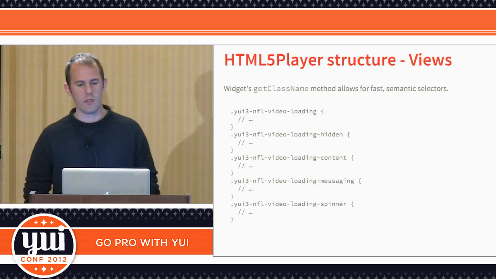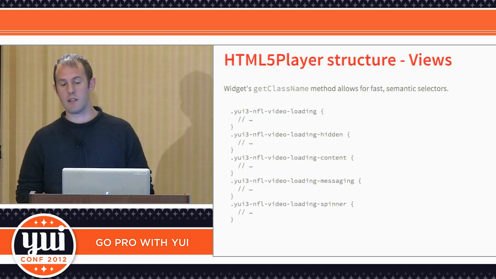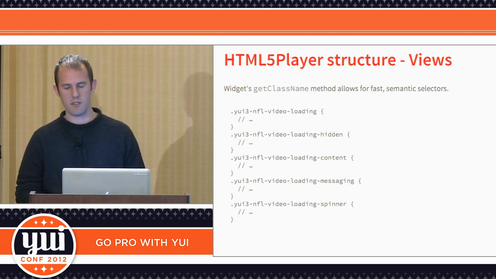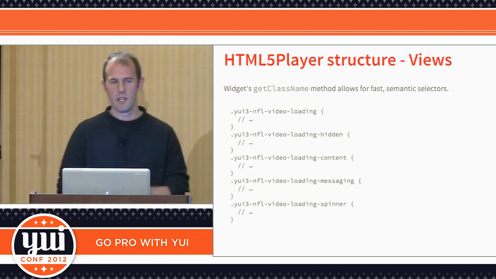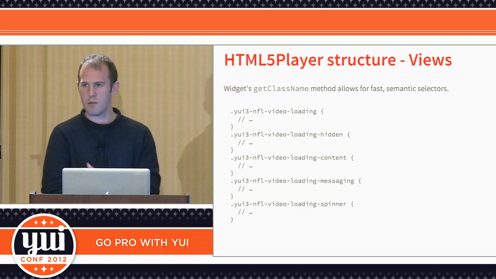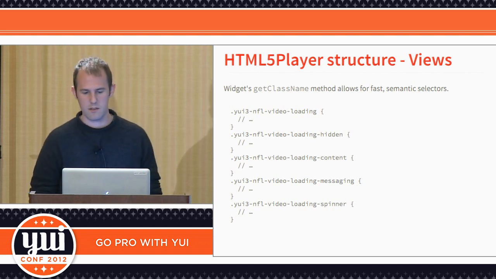And we use widget's getClassName method a lot to keep our CSS very flat. This allows us to have minimal nesting, which keeps our selectors nice and fast. The browser doesn't have to search up the DOM tree for different class names. And it also prevents styling conflicts lower on the page if we specifically target these classes.